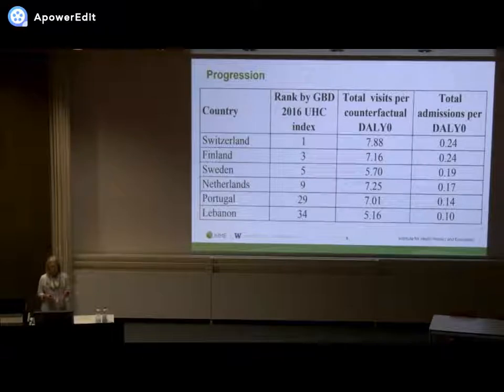In terms of progression, I think it's interesting to note that when we look at the countries along the frontier, if you look at their visits per counterfactual DALY, they all kind of are in the neighborhood of about 7 outpatient visits per counterfactual DALY, whereas there are real differences in admissions per counterfactual DALY. And it's suggesting that it makes sense, as both Karin and David had said, to focus on improving access and quality of care for outpatient visits initially, and then to reach higher and higher levels of UHC that would involve additional investments in inpatient admissions.